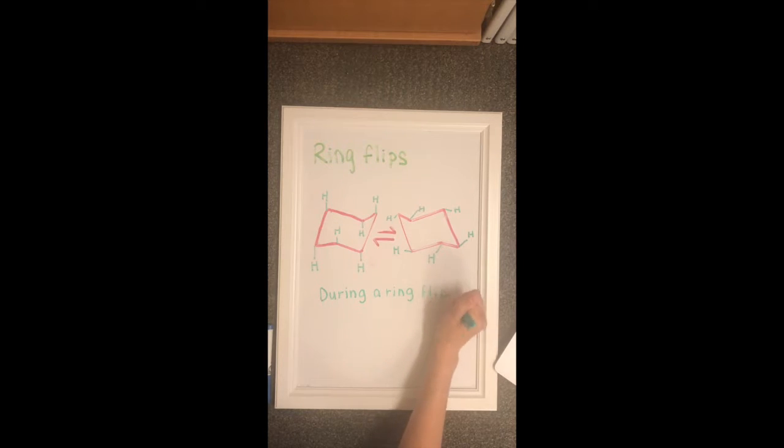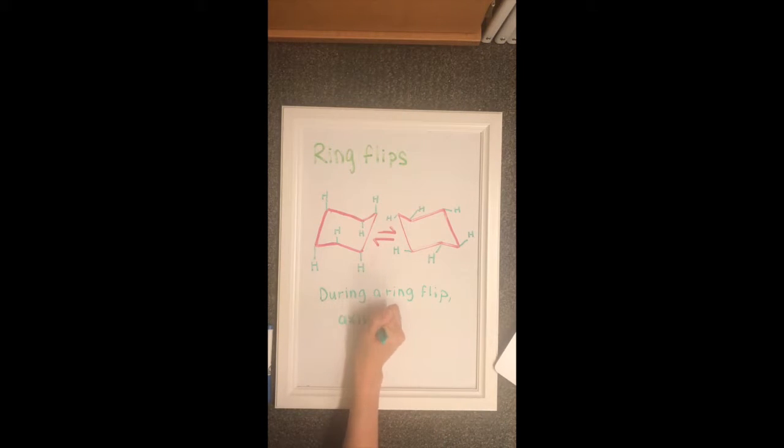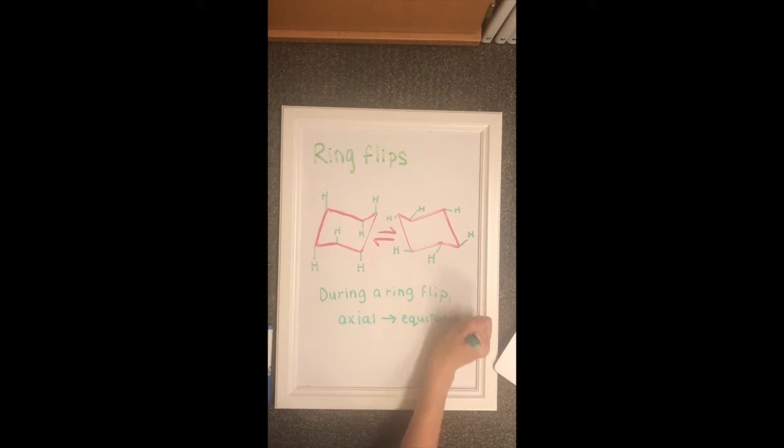When filling in the hydrogen on each model, you may begin to notice a pattern. During a ring flip, axial molecules become equatorial, and equatorial molecules will become axial. This is important because molecules will tend to favor one conformation or the other.